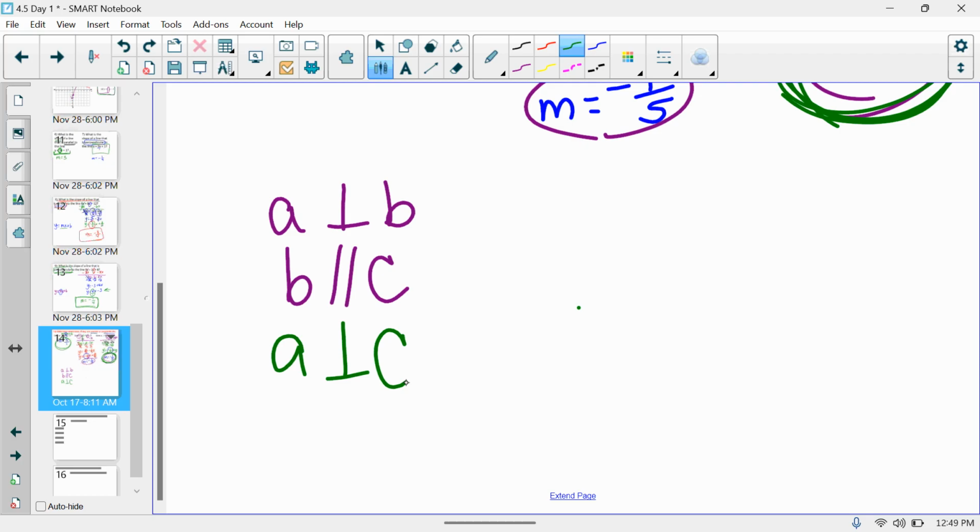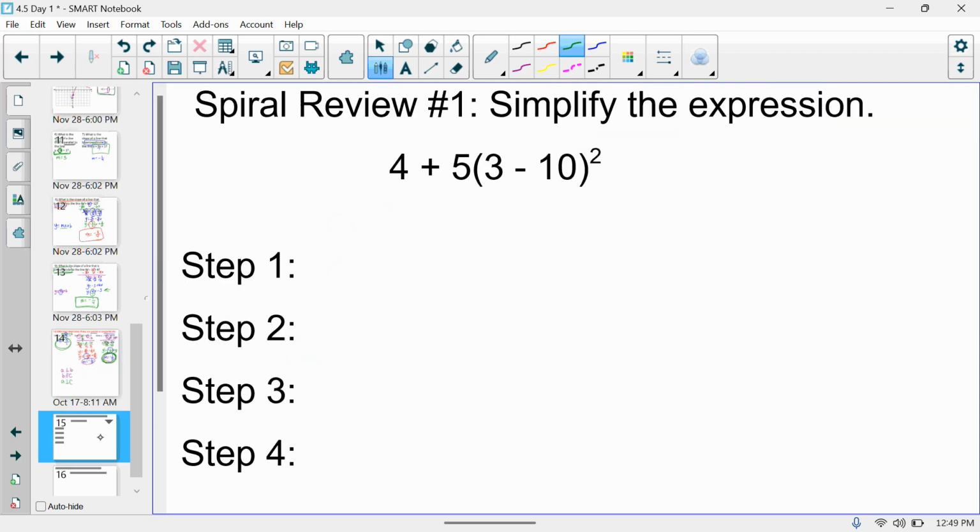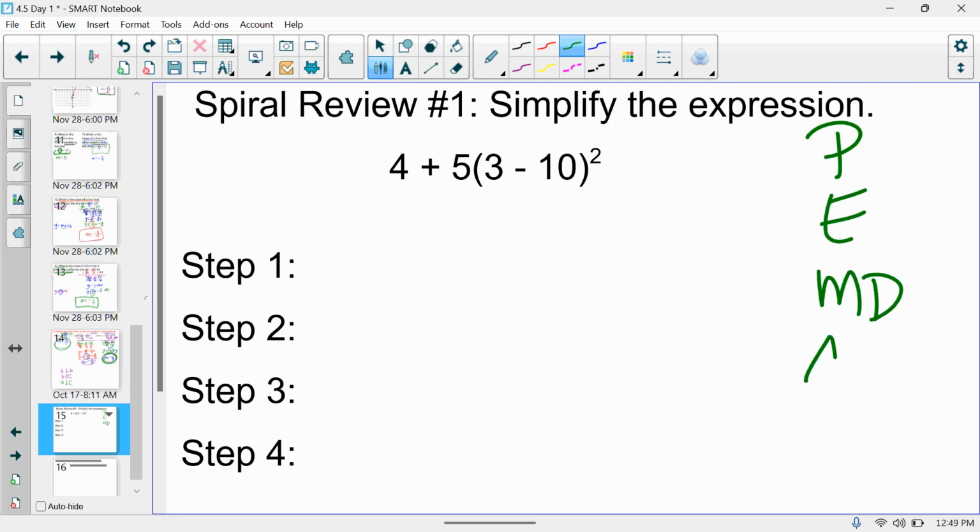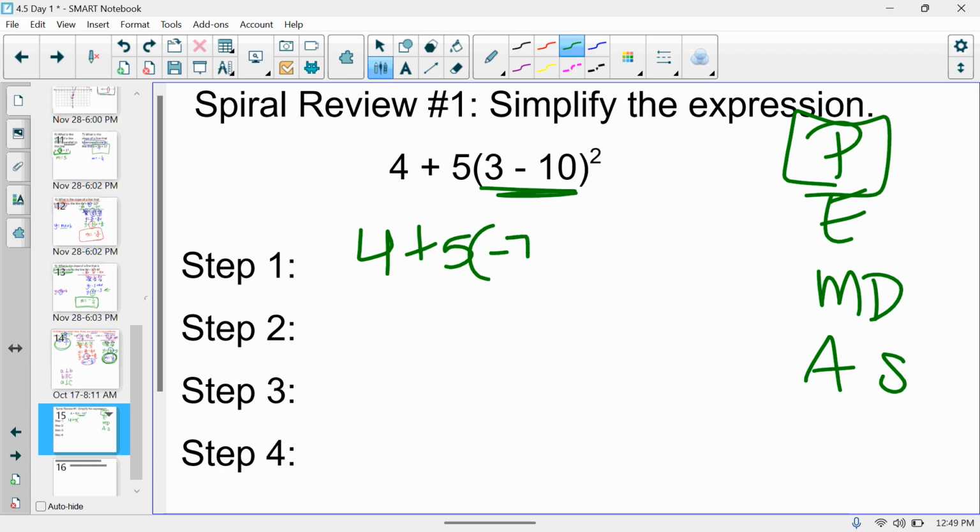Don't pack up yet. We're not done. Look at the board over there. 12:50 is when class is over. We're going to do PEMDAS review real quick. What does PEMDAS tell us to do first, guys? Okay, that means what's in the parentheses. Don't try to distribute. That's multiplication. We got to do what's in the parentheses first. 3 minus 10, negative 7.